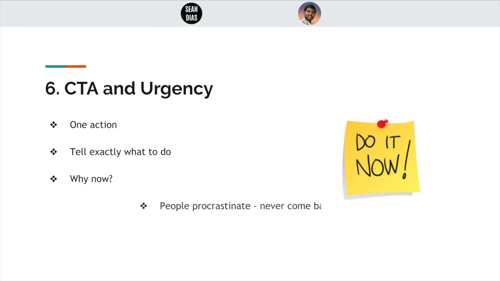Now, why is this important? Because people procrastinate. They will think that, okay, I'll come back to this offer later, but guess what? They never come back. So, you have to handle this objection in advance. You have to trigger the urgency emotion, and then that will be easier for them, and tell them exactly what needs to be done, and then you will be able to make the sale. So that is for today.